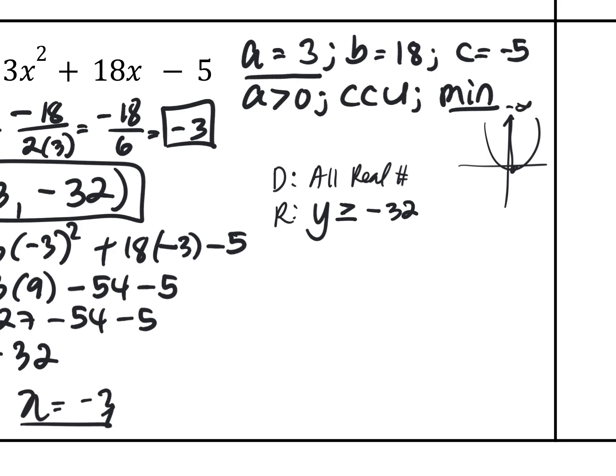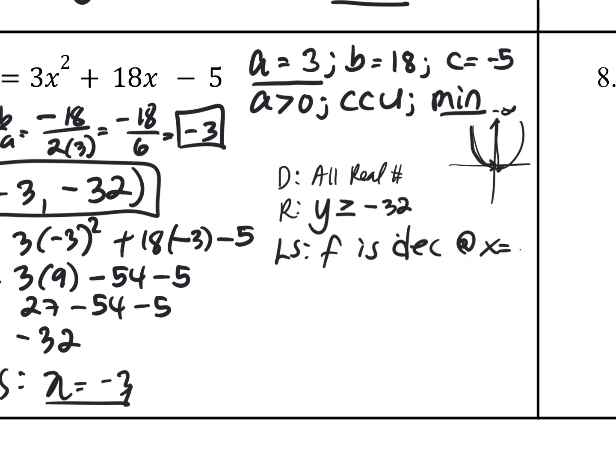Now what else can we say? On the left side of the function, f is decreasing again. It's going to be decreasing at x equals negative 3. And on the right side, f is increasing at x equals negative 3, the same value of x.